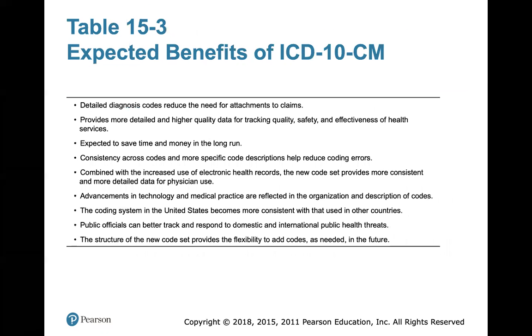So the expected benefits of it: detailed diagnosis codes, higher quality data for tracking, and it's expected to save time and money in the long run. Combined with increased use of electronic health records, it provides more consistent and more detailed data for physician use. The coding system in the United States becomes more consistent with what is used in other countries. We are always different than everybody. Public officials can better track and respond to domestic and international public health threats. And it provides the flexibility to add codes as needed in the future.